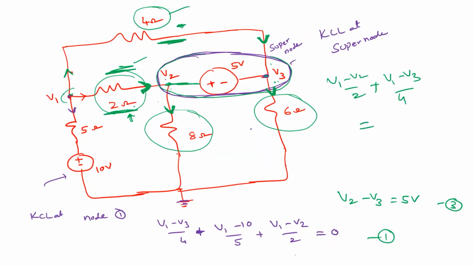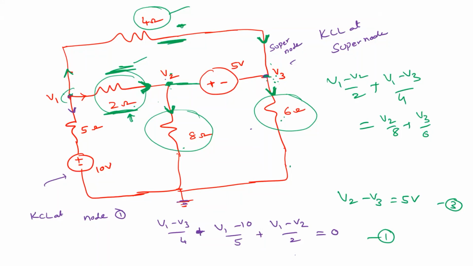Here the 8 ohm is connected to V2, so V2 by 8, plus the 6 ohm is connected to V3, so V3 by 6. That's all. Clear? This voltage is known to you, and this voltage is V2, and this is V3, but in between you have 5 volts, right? Therefore, you can write the voltage equation: V2 minus V3 equals 5 volts.